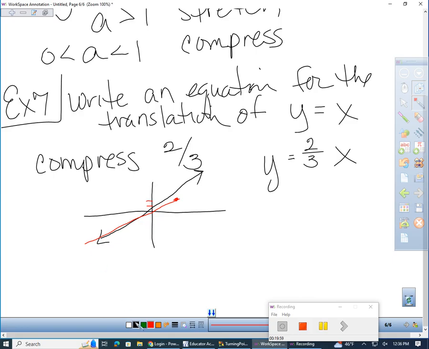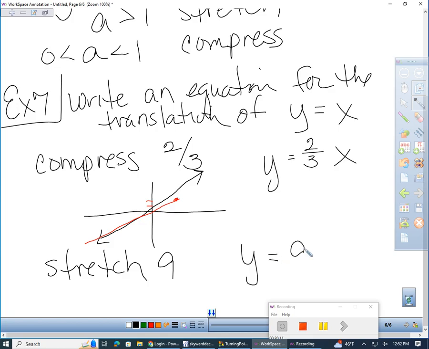All right, what if I were to say stretch 9? How do you think that would change my equation? It would change it to y equals 9x. And if I were to draw that, it would be a steep slope way up here, and it would go in this direction. I'd be stretching it up so it's steeper. Okay.